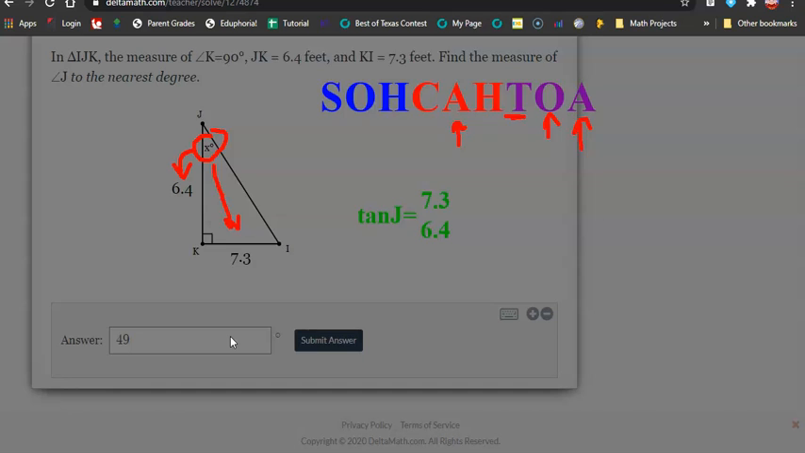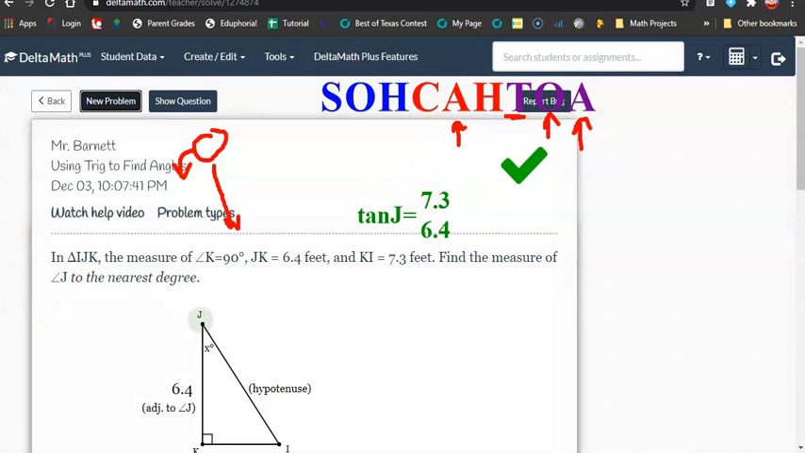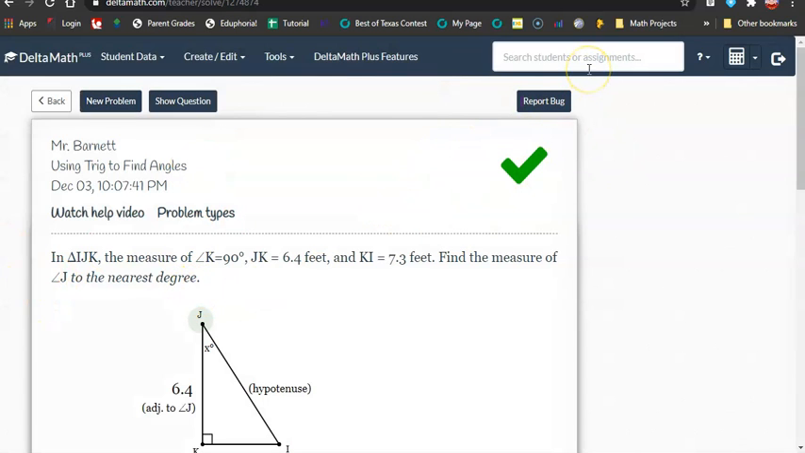Always pay attention to what it wants you to round to. You sure I want to do this? Yes, I am. And we get a nice big green check mark there. So we're good. All right.